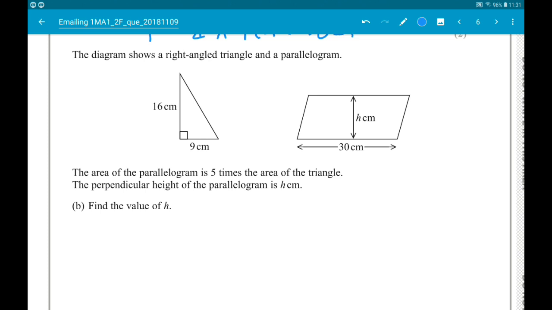So, what we're going to need to do is work out the area of the triangle. So, also in my formula booklet, the area of a triangle is base times height divided by 2. So, we need to do 16 times 9 divided by 2, and that is going to give us 72 centimetres squared.